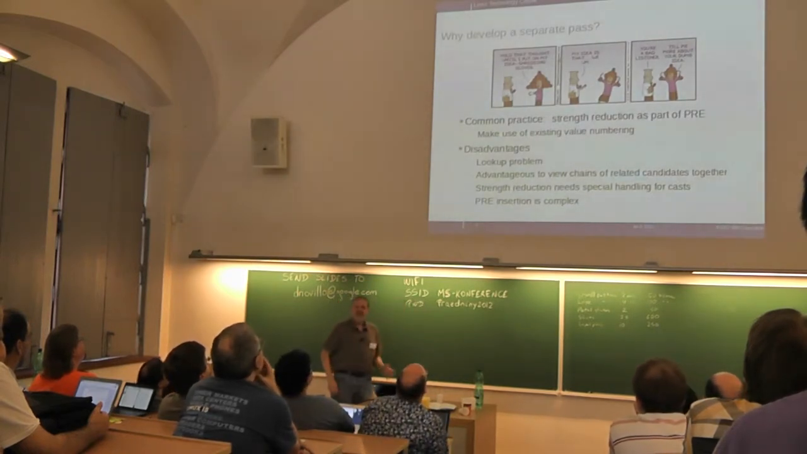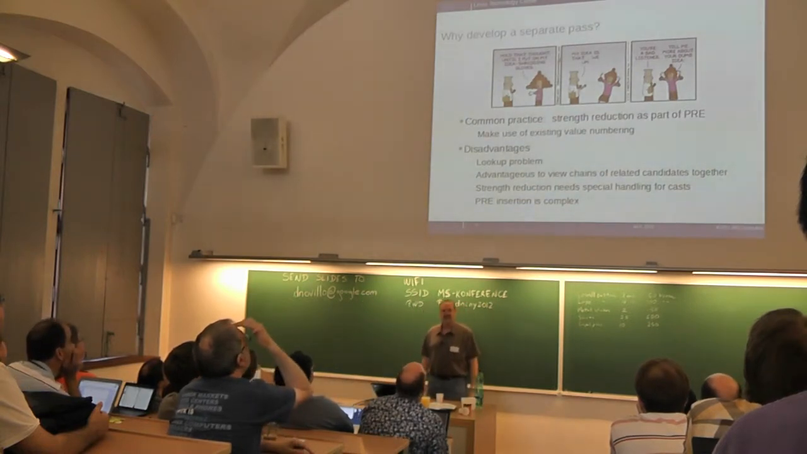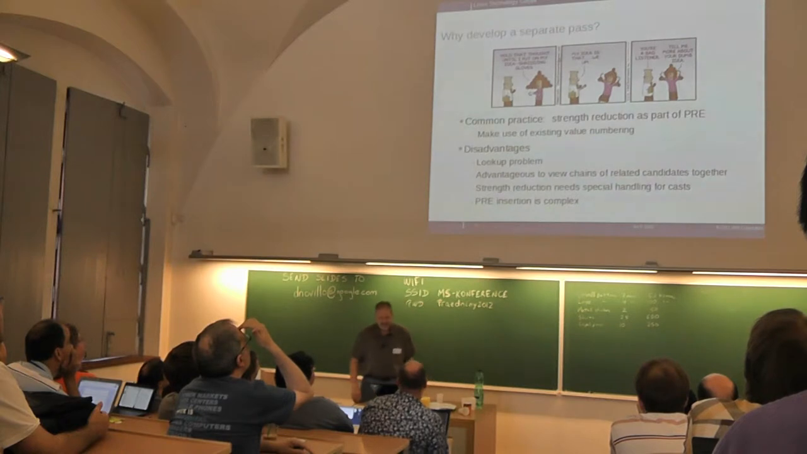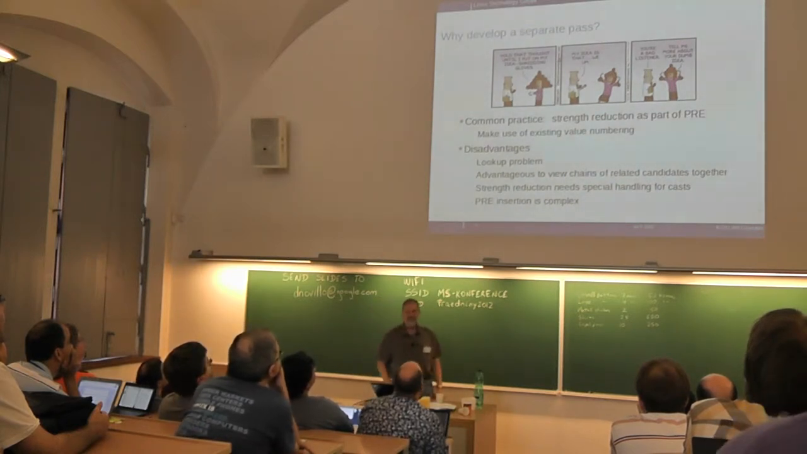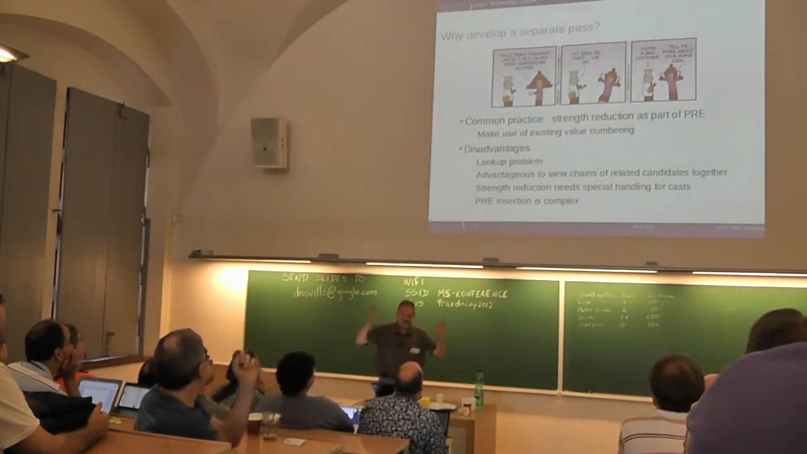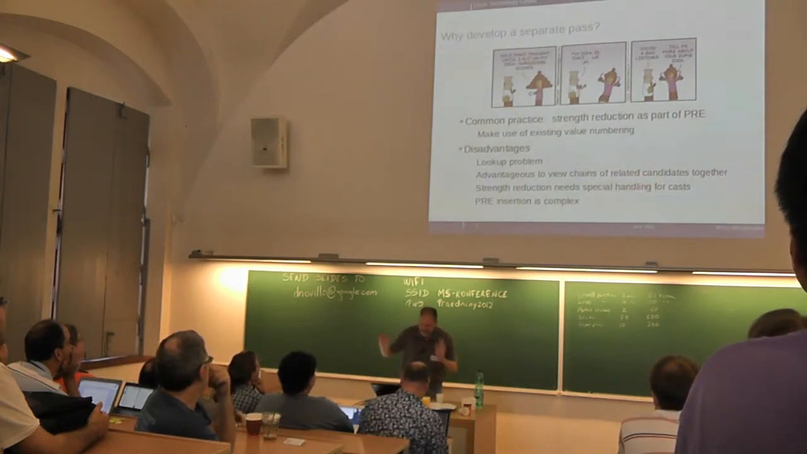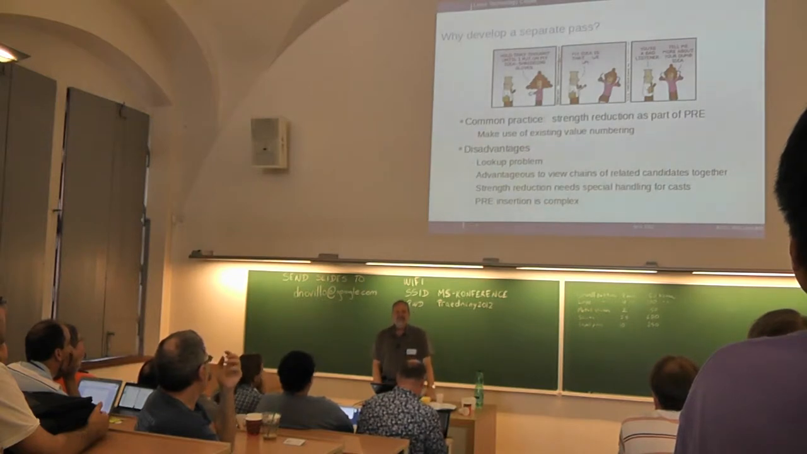So why should we develop a separate pass to do this work for strength reduction? And this cartoon is representative of some of the reaction that I got from certain people when I said, oh, I'd like to put this in as a separate pass. Certain people were very supportive of this, but others, I think I got a note within like microseconds of posting the patch saying, I don't think there should be a separate patch. It's like, okay. But I do have reasons for it.